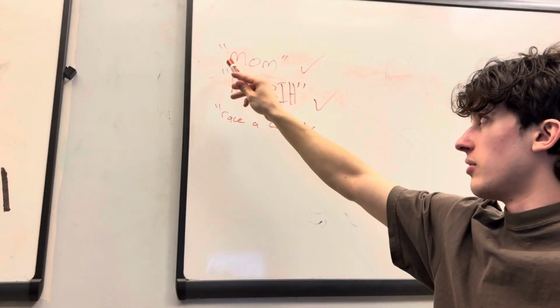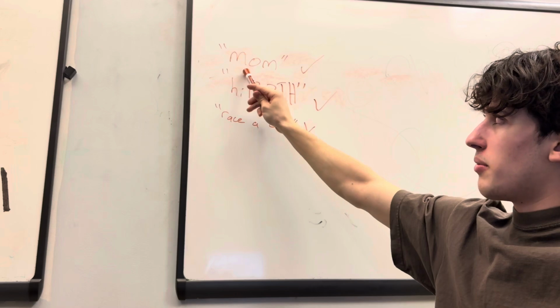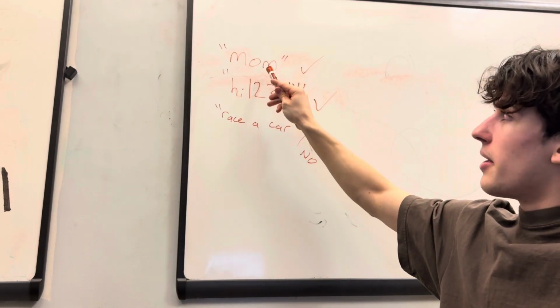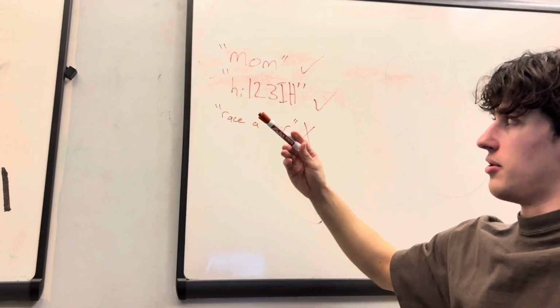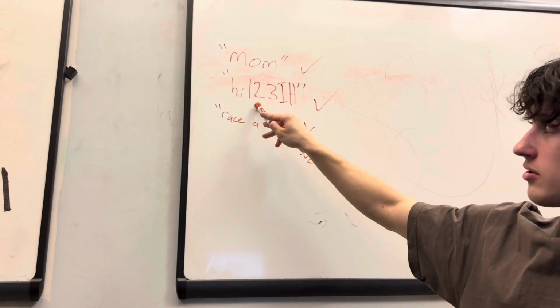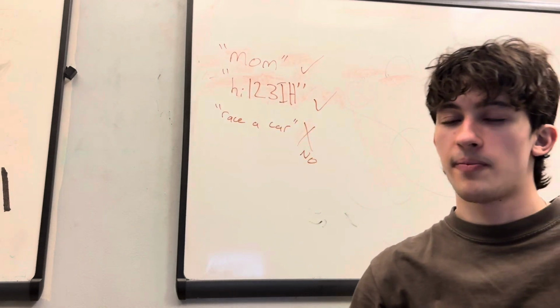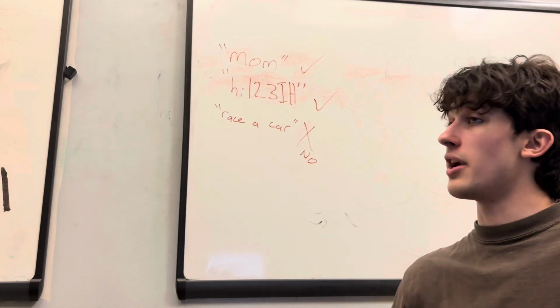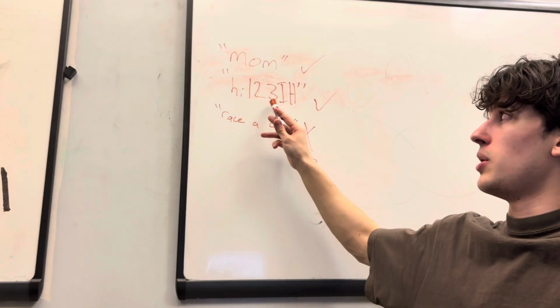same as backwards. So this is probably the most obvious example, but MOM, if we spell it backwards, MOM, yes, that's a palindrome. Here, this also counts as a palindrome because for the sake of this question, we're gonna ignore all non-alphabetical characters. So here the 1, 2, 3 doesn't matter.